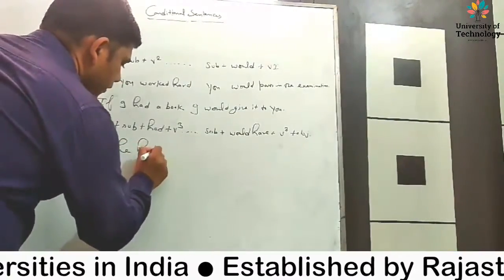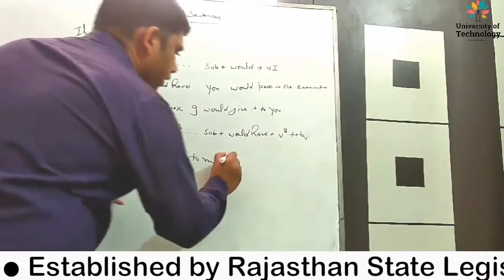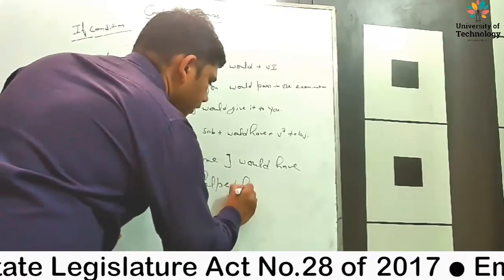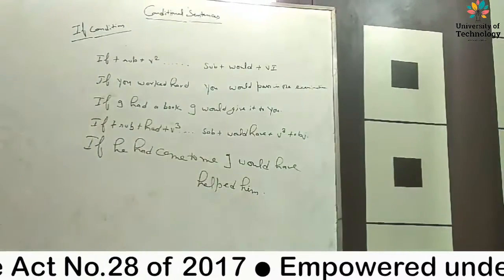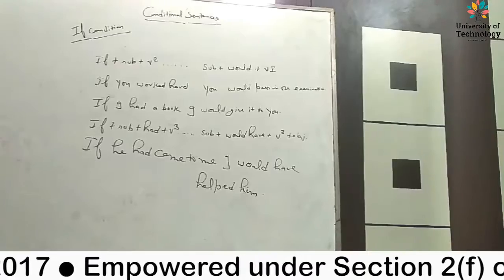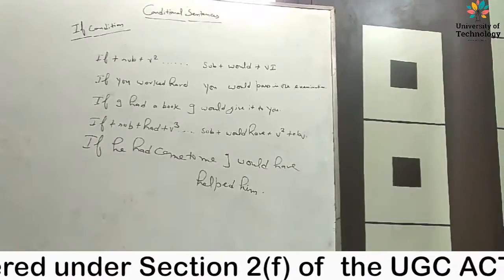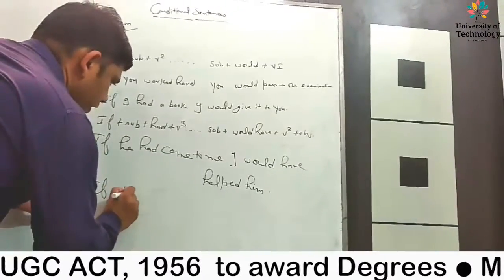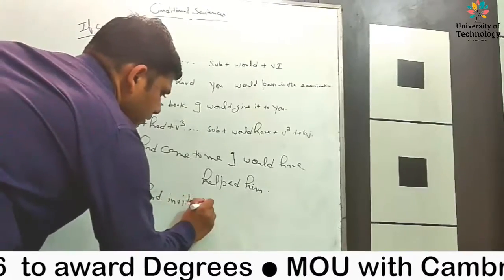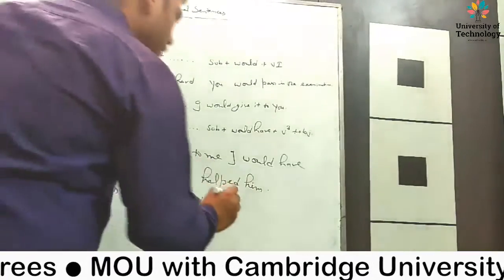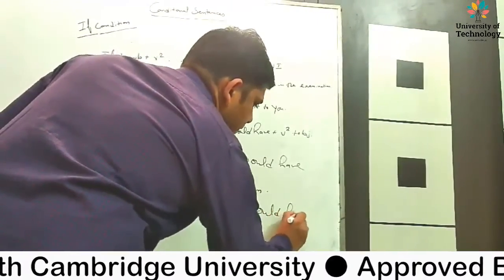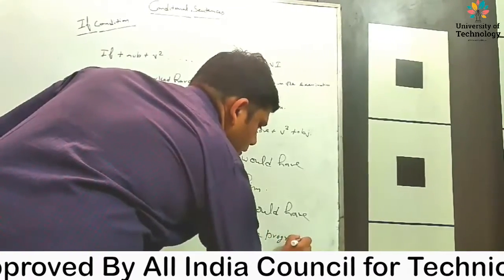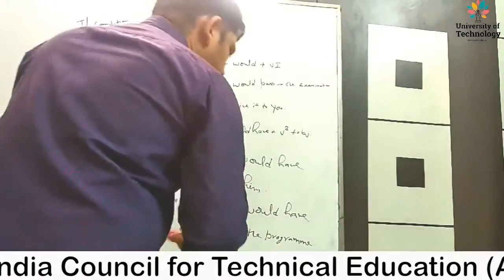If he had come to me, I would have helped him. If he had come to me, I would have helped him. यदि वे मुझे बुलाती तो मैं कार्यक्रम में उपस्थित होता. If she had invited me, I would have joined the program. I would have joined the function.